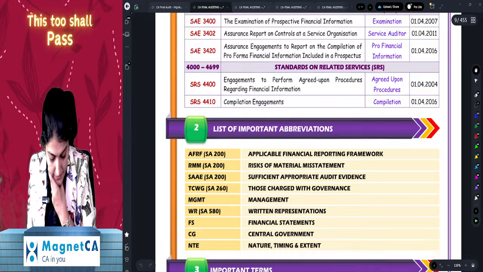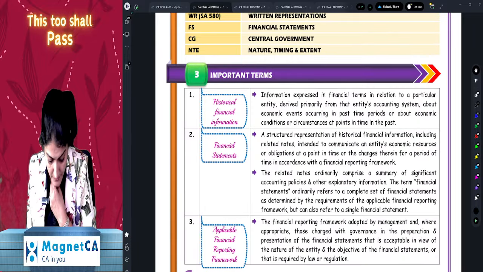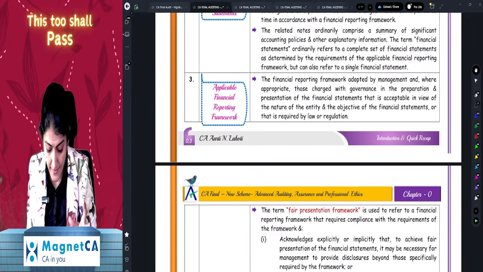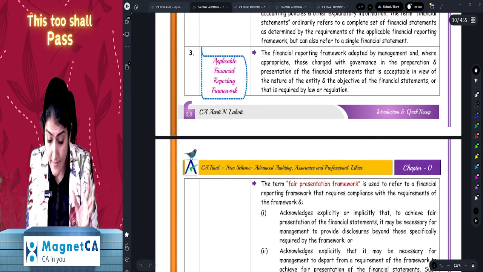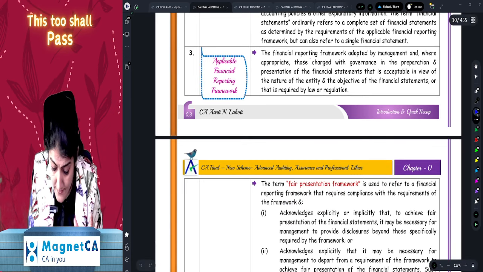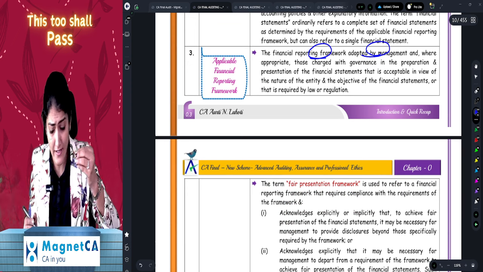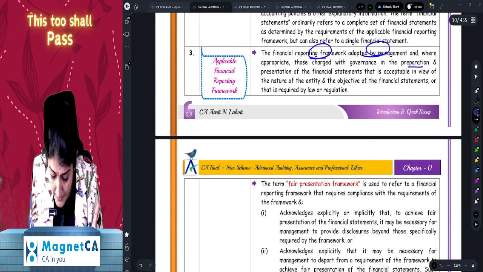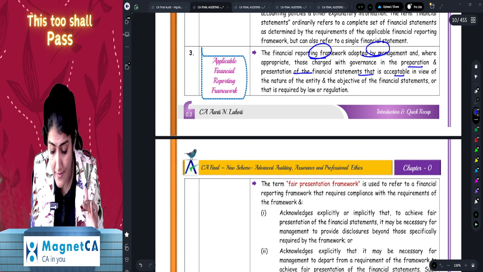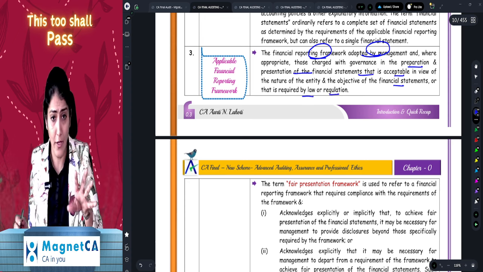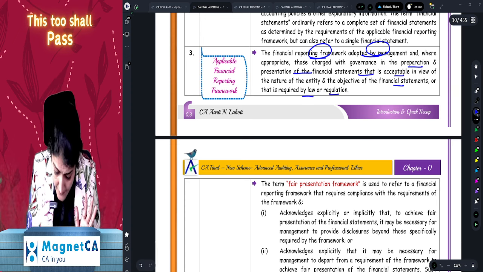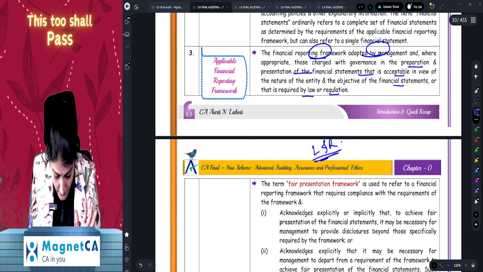And then after that, I have given some important terms over there, like the applicable financial reporting framework. It says it is the framework adopted by the management and TCWG in the preparation of financial statements that is acceptable as required by law and regulation. So, as required by law and regulation.